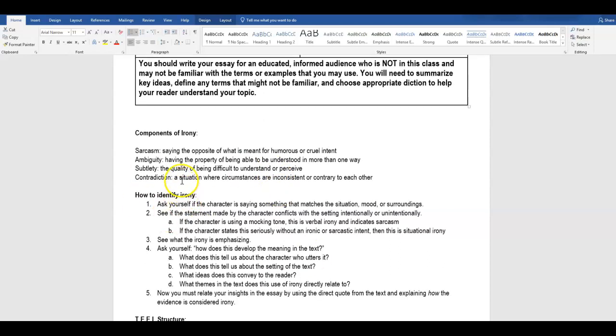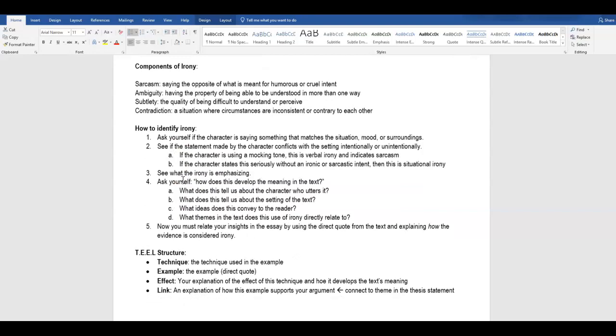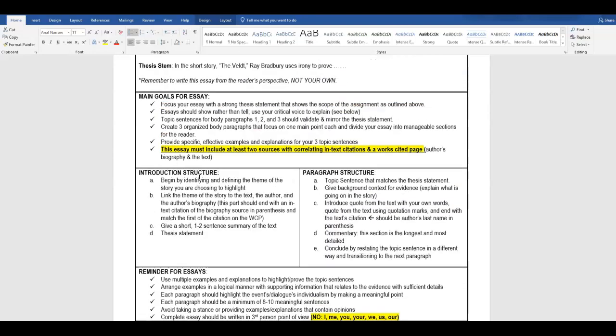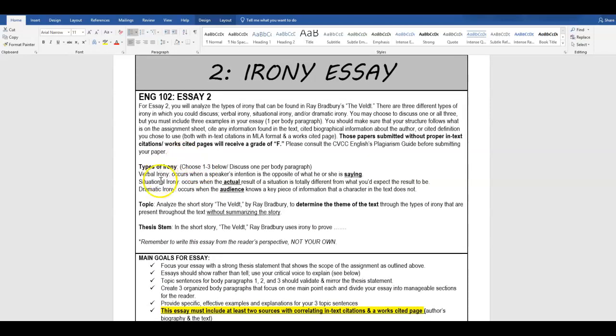Now, below you'll find some good ways of identifying irony within the text. You can read those over yourself if you need some more help trying to pick out what the difference between verbal, situational, and dramatic irony is. Remember that it can only be verbal if the example contains dialogue. Otherwise, it will be situational.